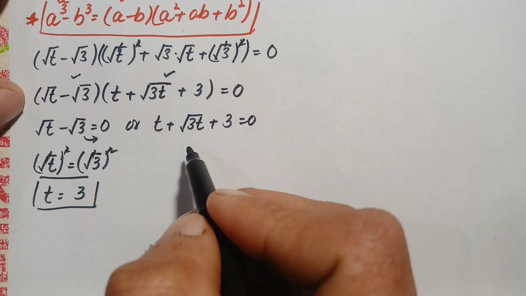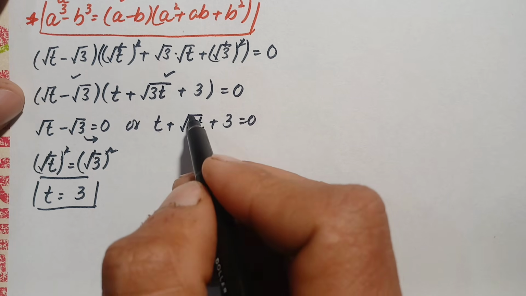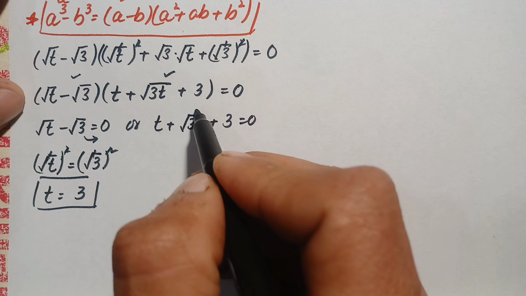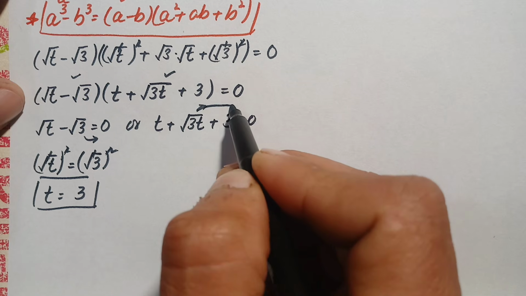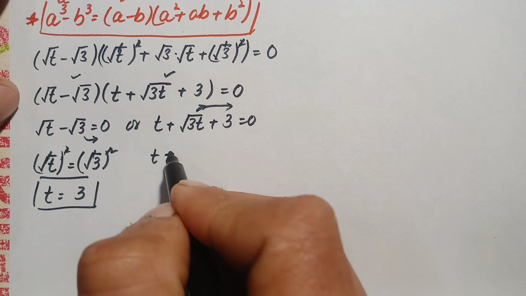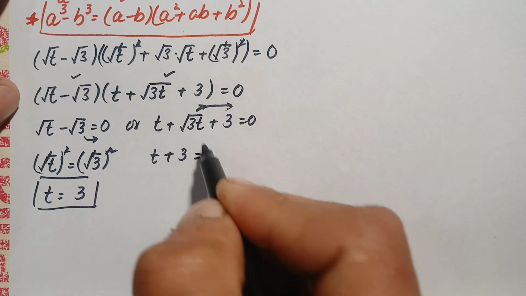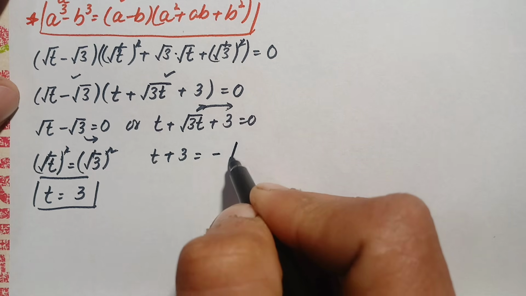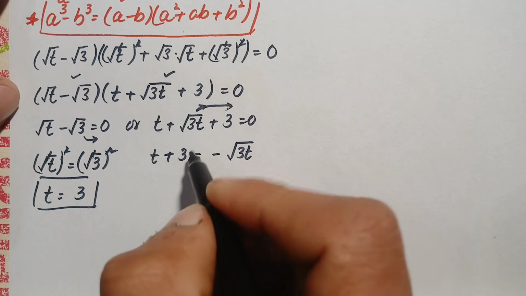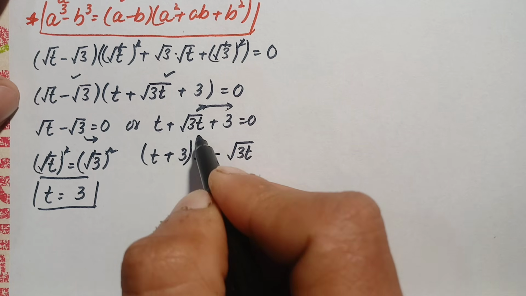We will solve this one equation. So for that we will try to eliminate this square root from this variable. So for that we will move this square root of 3t to the right hand side. So this will become t plus 3 is equal to negative square root of 3t. Here we will take square on both sides.